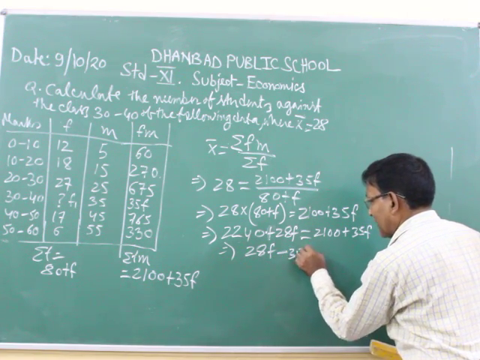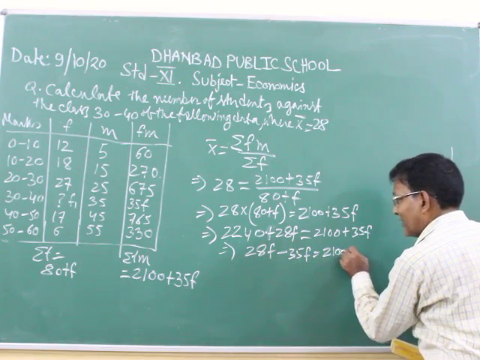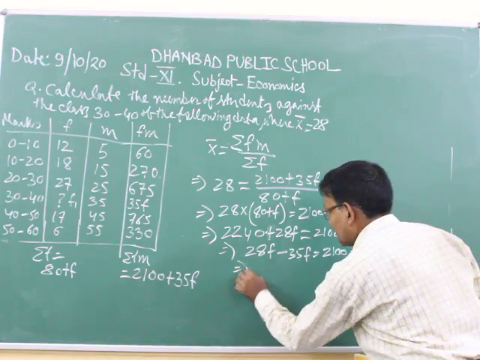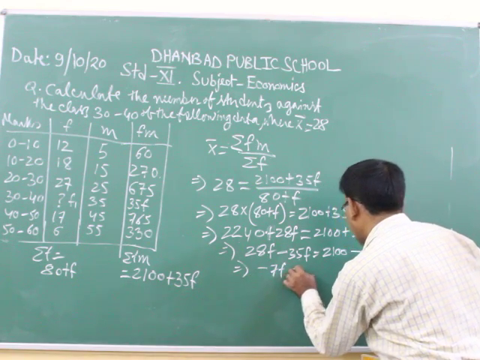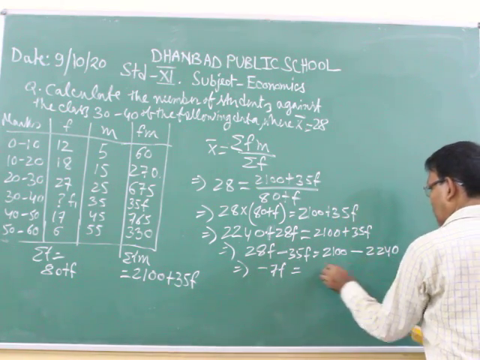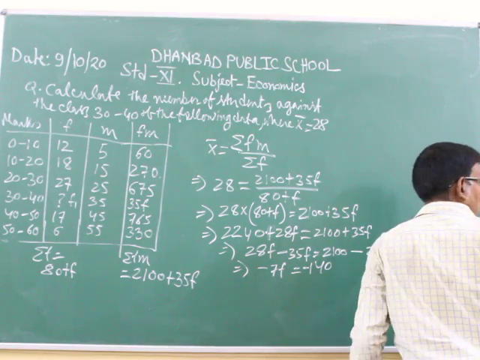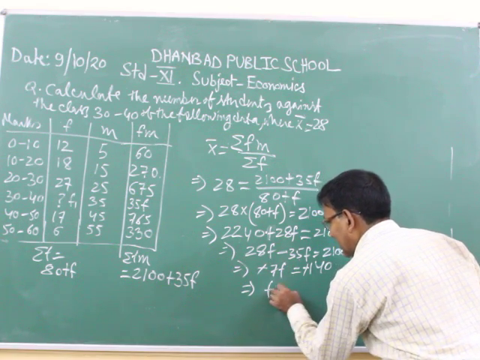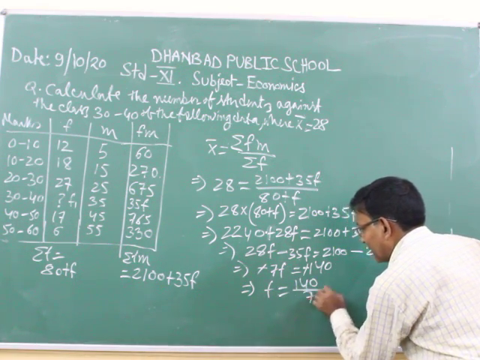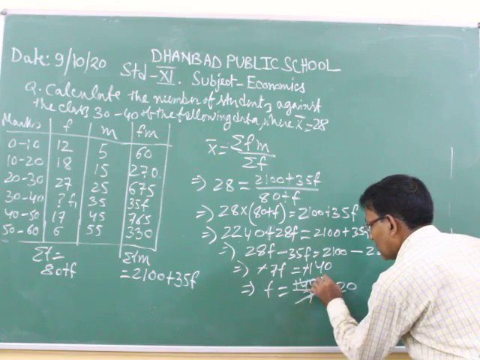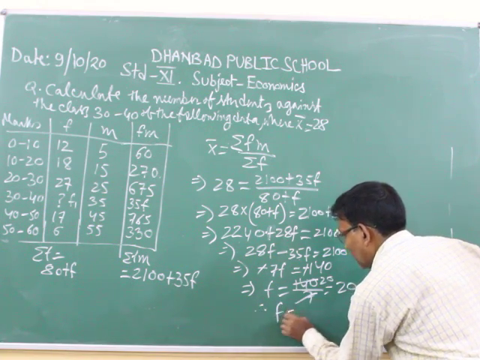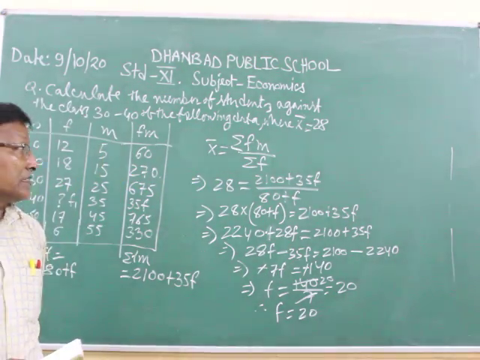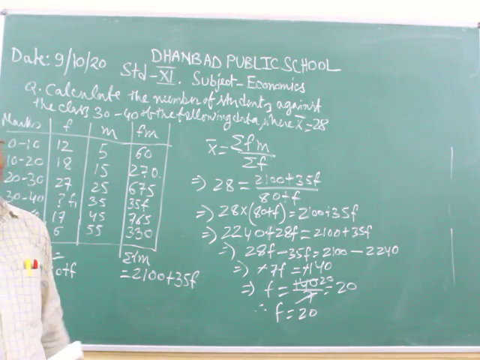28f minus 35f equals 2100 minus 2240. How much is it coming? Minus 7f equals minus 140. Now cancel the minus: f equals 140 by 7, which is 20. Therefore, the missing frequency f is coming as 20.